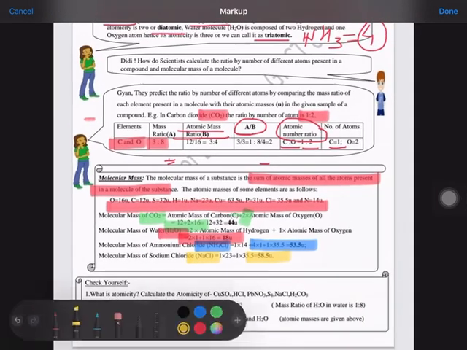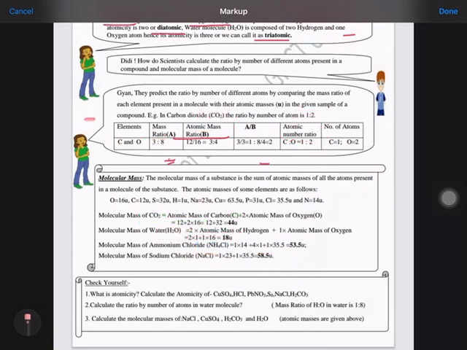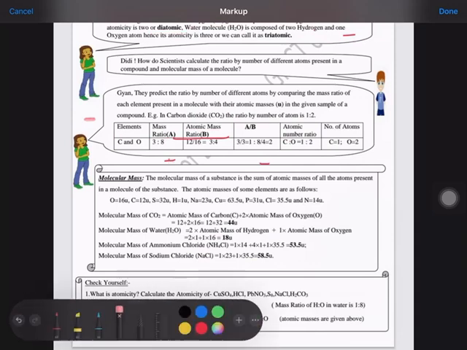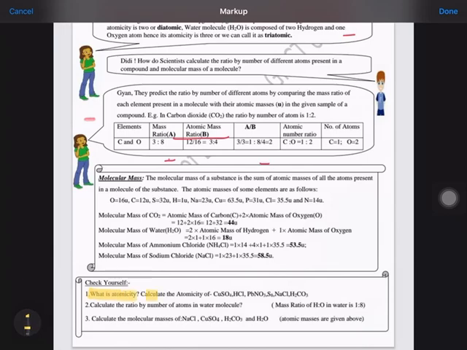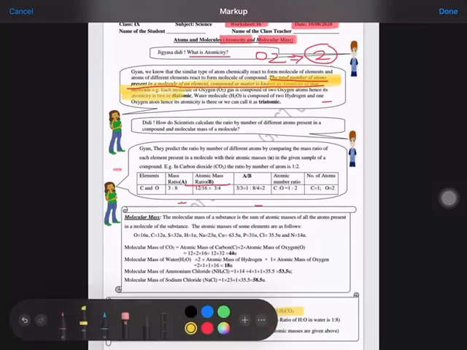Now we come to the questions and answers. It is very simple. I will mark the answers with the highlighter, and you can easily do it yourself afterwards. So we come to the first question. What is atomicity? And calculate the atomicity of the following compounds. Atomicity is the total number of atoms present in a molecule or a compound. That means you have to write the total number.